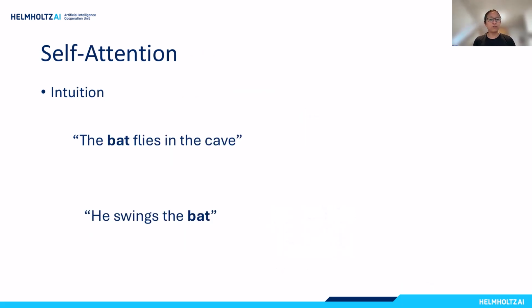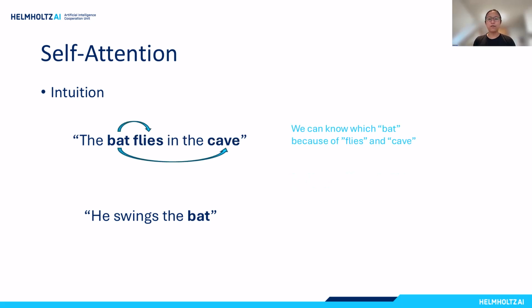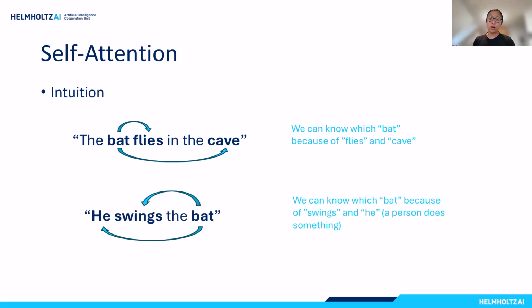The intuition of self-attention is as follows. Let's take the bat examples. How can we know which bat refers to which bat? We can know from the connection with other words. The first sentence we can know because of the bat flies, and it is in the cave. The second sentence we can know because of he, which is someone, and swings. There are connections between these words.